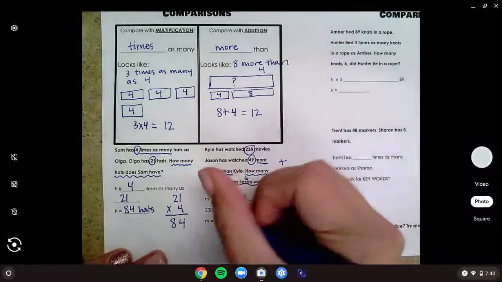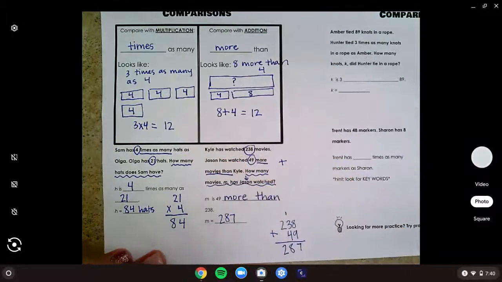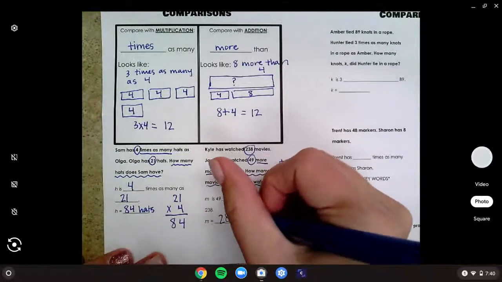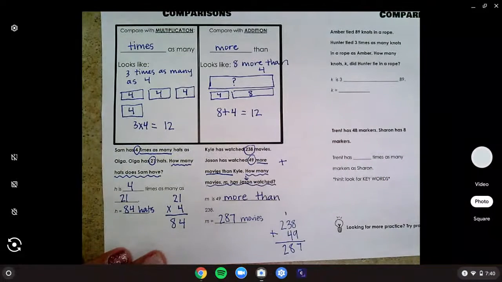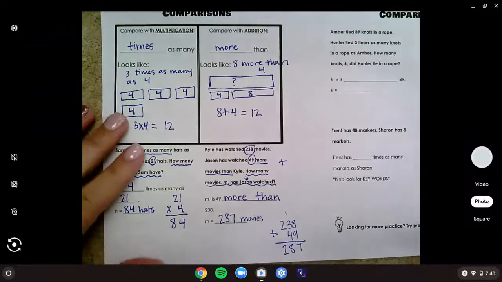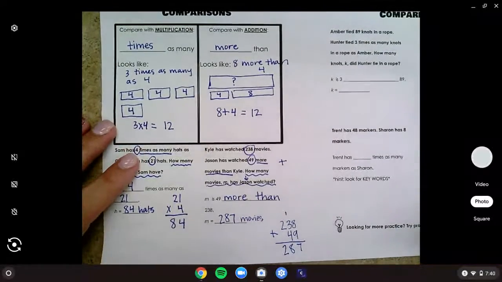So, how many movies has Jason watched? 287 movies. That's a lot of movies. Hopefully I didn't watch them all in 1 week, because I don't think it's even possible to watch that many movies in 1 week.